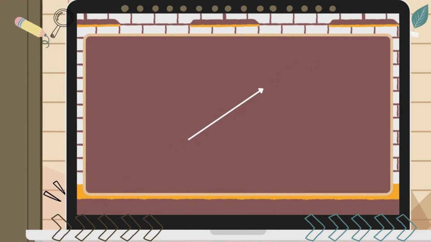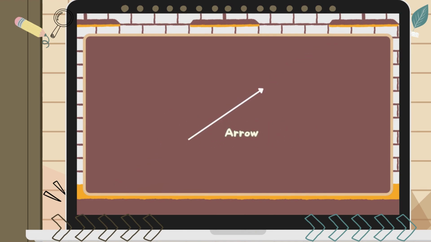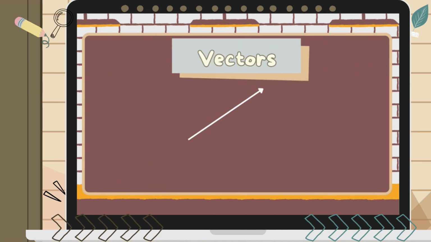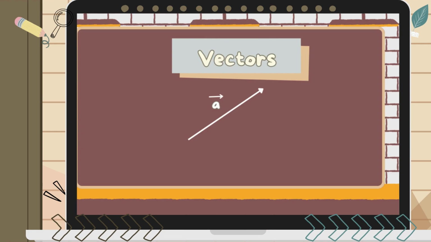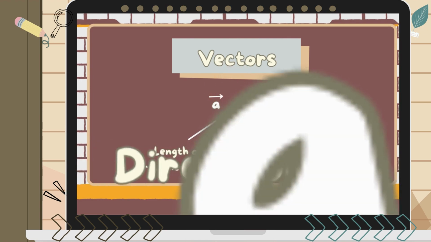What is this? Obviously an arrow, right? Well, probably not for those with knowledge of vectors. Yes, by now we're very well acquainted with the idea of representing a vector by an arrow. Its length represents the magnitude of the vector and the arrowhead the direction of the vector.